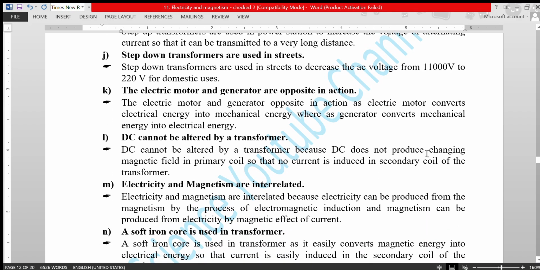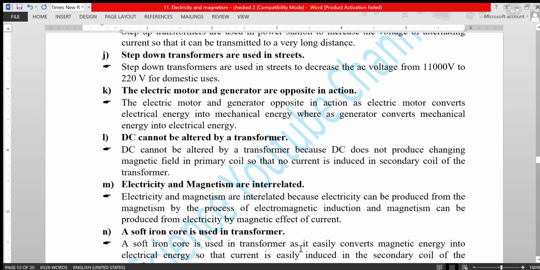Yes, because DC doesn't produce a changing magnetic field in the primary coil, so no current is induced in the secondary coil of the transformer. Electricity and magnetism are interrelated, because electricity can be produced from magnetism by the process of electromagnetic induction, and magnetism can be produced from electricity by the magnetic effect of current.